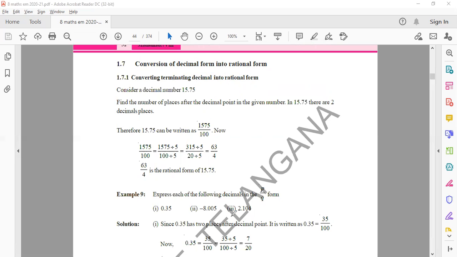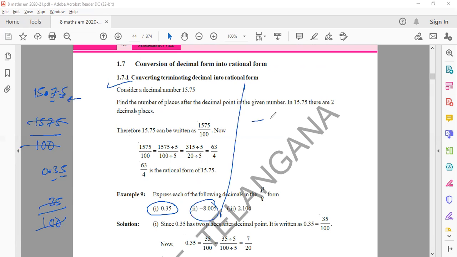How do we do it? It's very simple. They took one example, 15.75. Count from the right side up to the point. How many digits are there? 1, 2. So remove the point, write 1575, and since there are 2 digits, divide by 100. After this, you have to do the cancellation process by your own analysis. I think you know the divisibility rules for 2, 3, 4, 5, 6; use them to divide and find the answer. Like this, next take 0.35. There are 2 decimals, so you take 35 by 100, then simplify that.